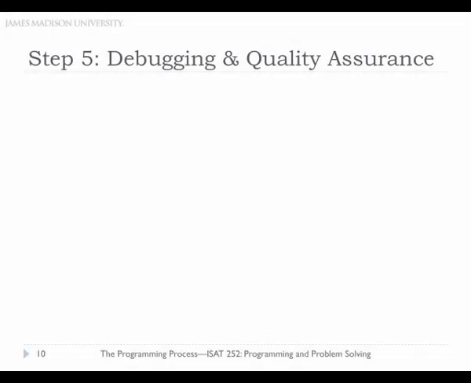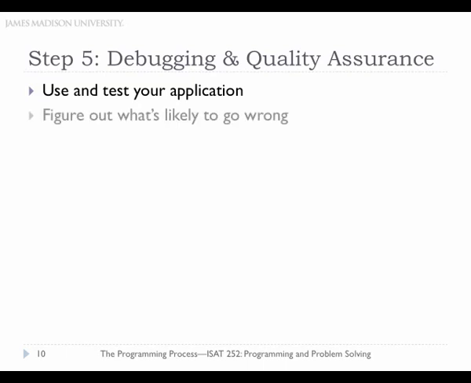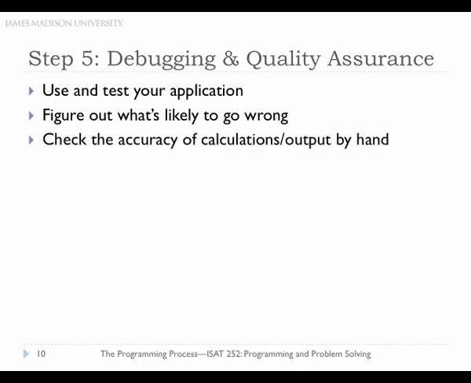Okay, now that we have implemented our application, it's time for step 5, debugging and quality assurance. In this phase, we want to use and test our application to make sure that the output that it's producing is what we expect, and that it is doing and behaving the things that we expect it to do. We want to figure out what's likely to go wrong. What are the trouble spots? What are the places where people could potentially put data into the application that might screw things up?